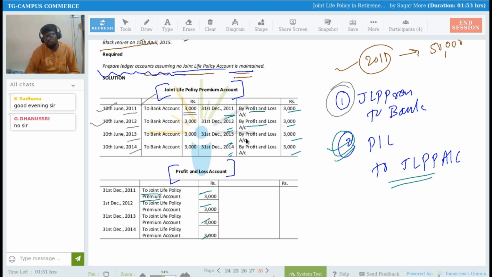Any doubts so far? Is it simple or not? First two entries and the effect of the same in the ledger account.